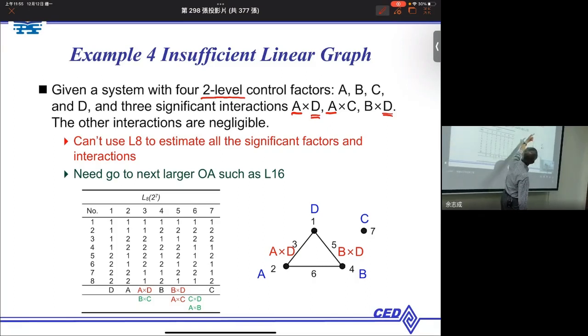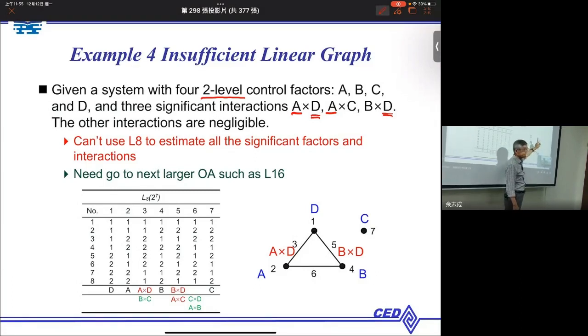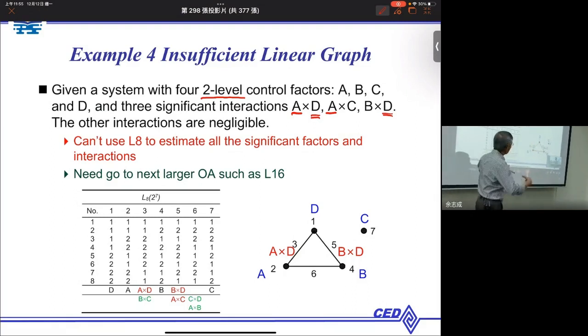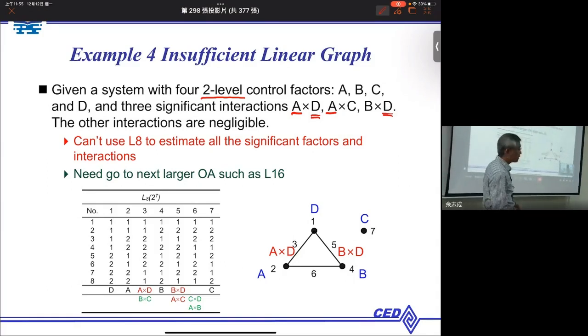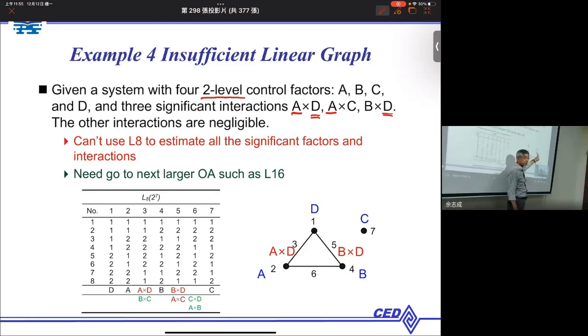Next, you can put B over here. Since we already have AD, next we need to assign B and C. Let's start from B because the BD interaction needs to be considered. So we put B here. Therefore, BD is good, and has a place to sit in column 5. How about C? Now we need to assign C. Too bad, only 1 dot left, which is column number 7. So you can only assign C to column number 7.